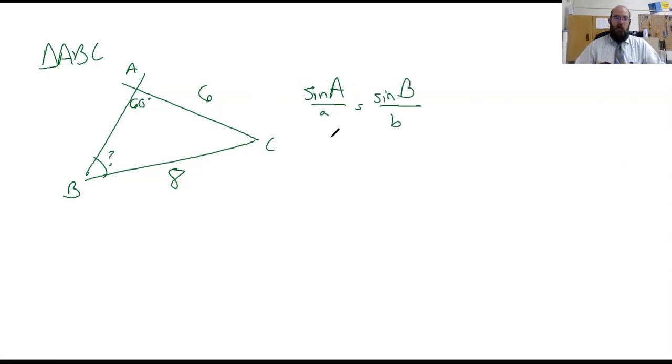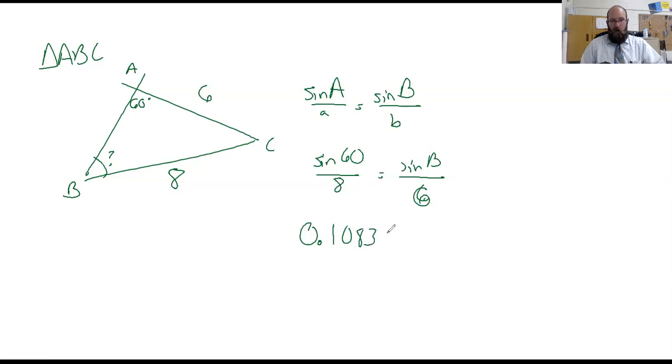But I know a lot of these values, right? I know that this is going to be sine 60 over 8 is going to equal sine of, I don't know, over 6. Now, what is sine of 60 divided by 8? Those are all numbers. Let's plug that in. Sine of 60, end my parenthesis, divided by 8. That gets me 0.1083. That's going to equal sine B over 6.